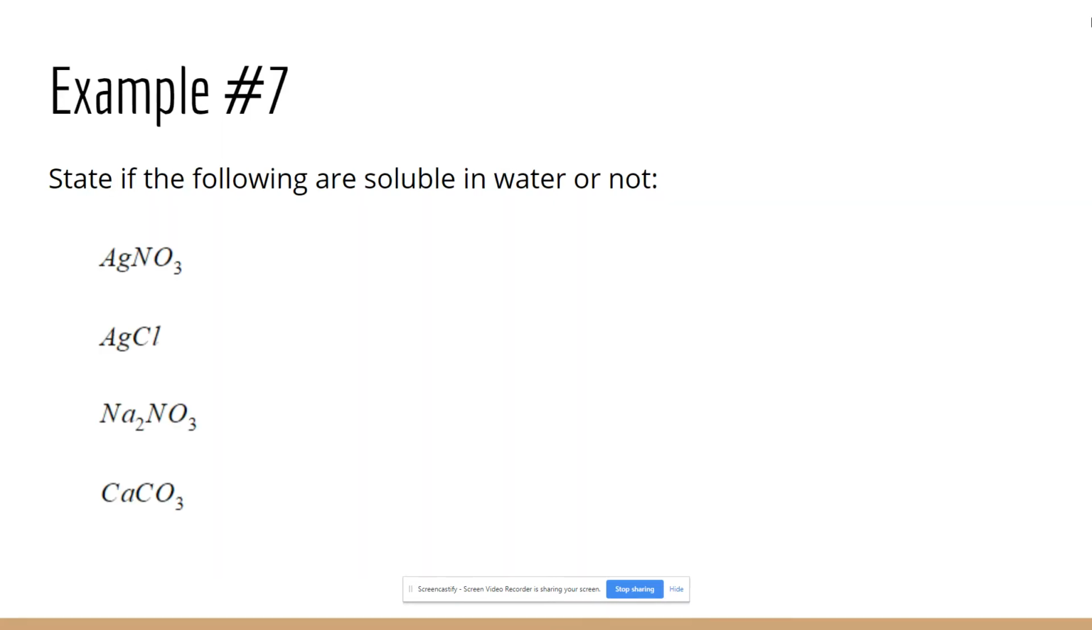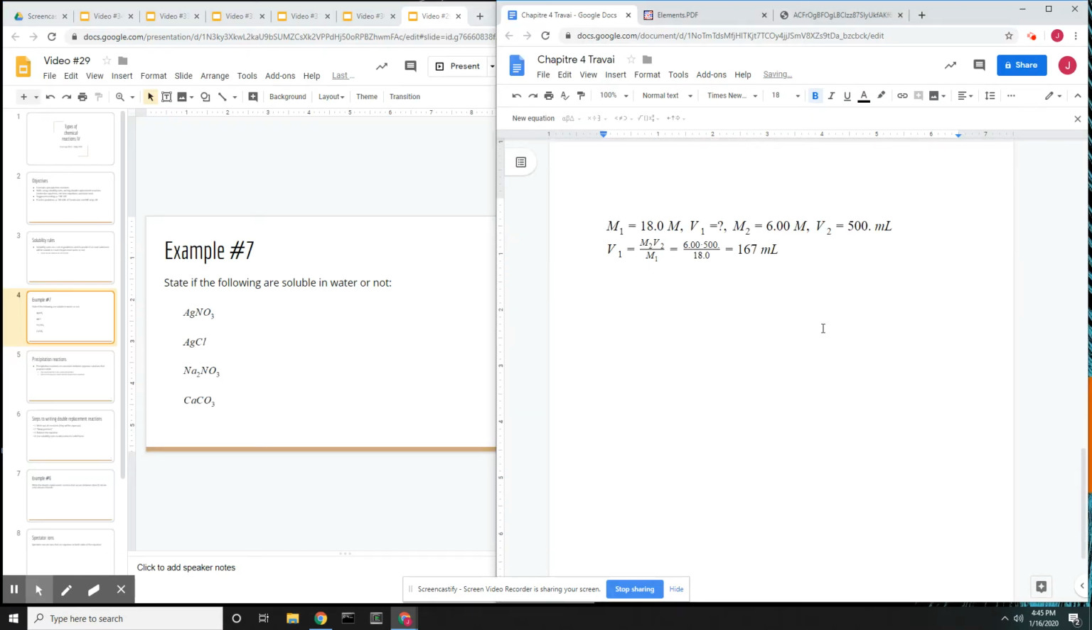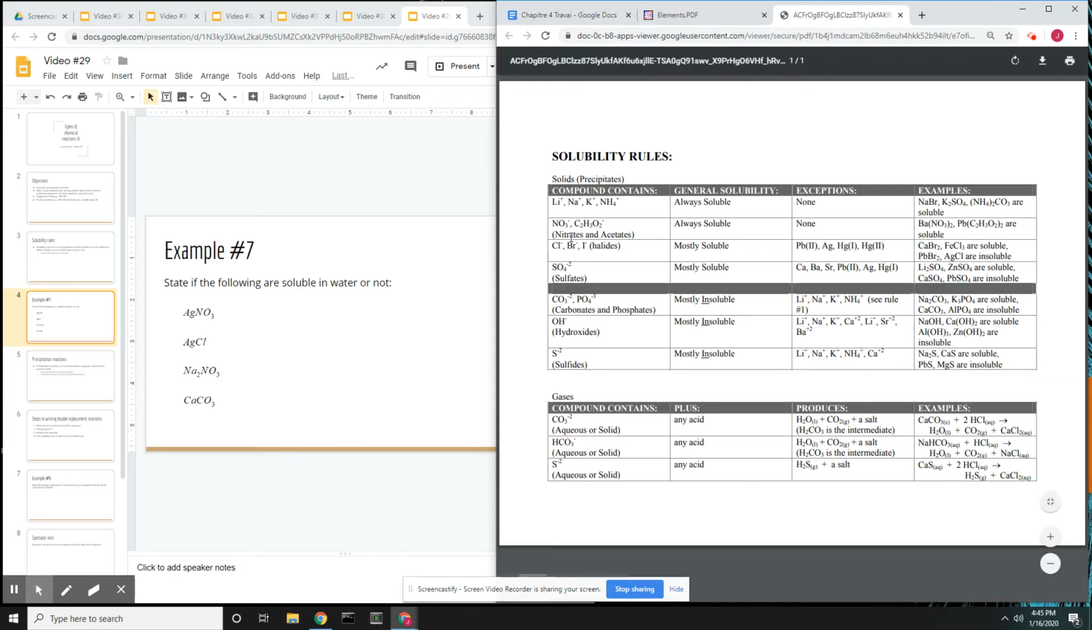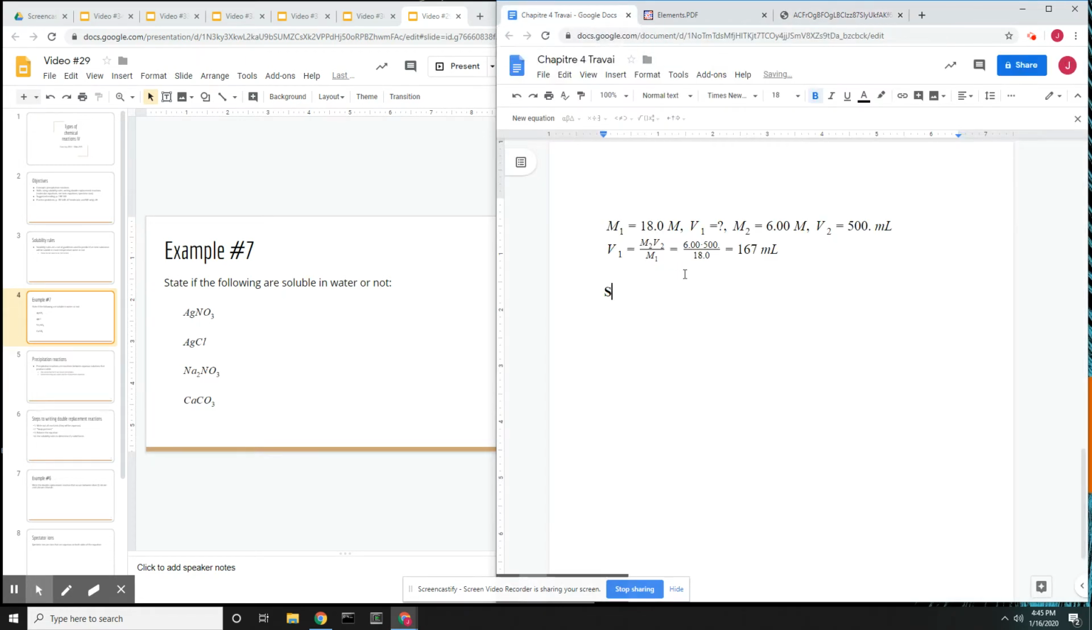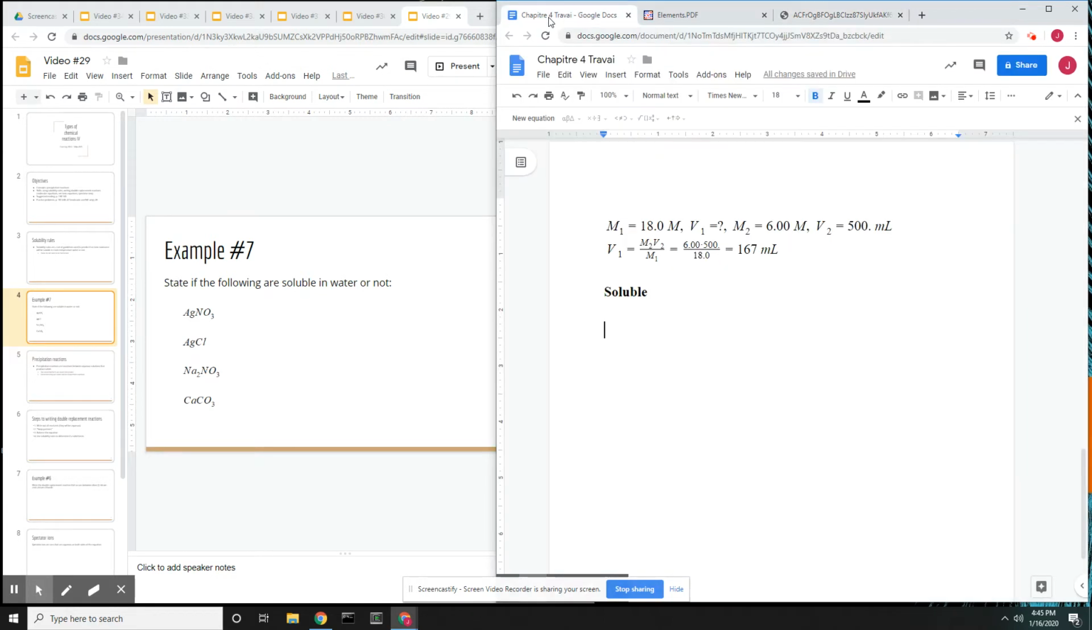Pause here. Okay, I'm just going to work through these. These are pretty straightforward. AgNO3, I look at my solubility rules. All nitrates are soluble with no exceptions, so that is soluble. AgCl. I go down the list, I find that Cl is mostly soluble, but Ag is an exception. So instead of being soluble, it is going to be insoluble.